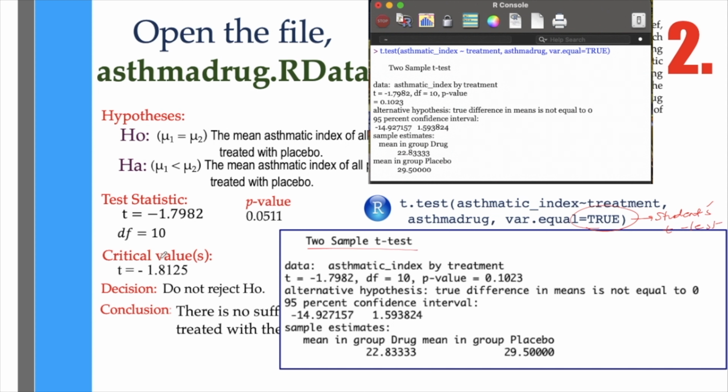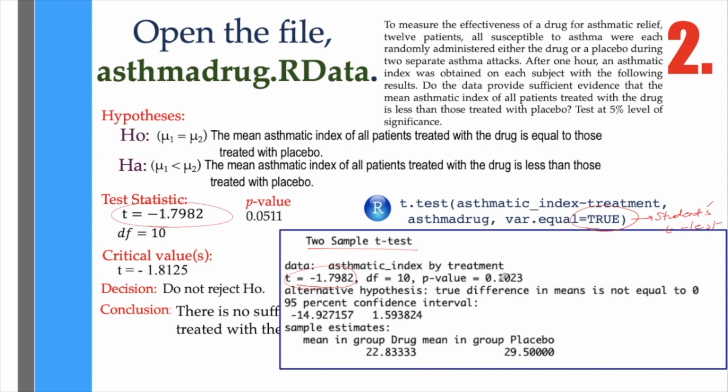So we have the same t-statistic, negative 1.7982. The p-value may differ. It is because, again, this p-value is for a two-tailed test. And since this is a one-tailed test, we simply have to divide the two-tailed p-value by 2 to get the p-value of the one-tailed test.